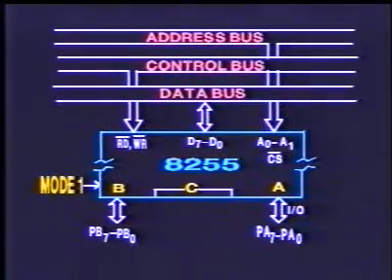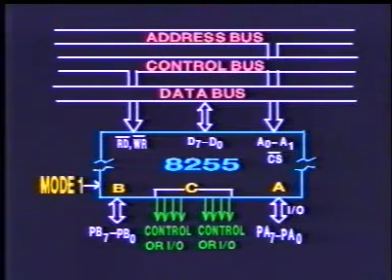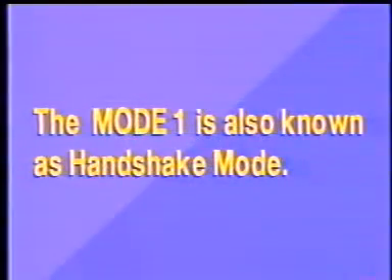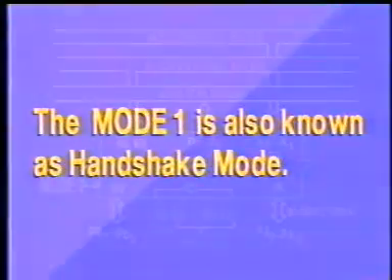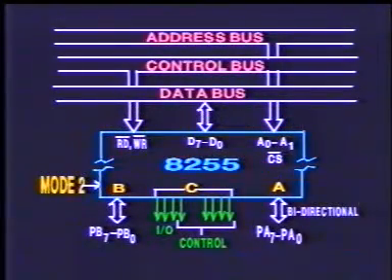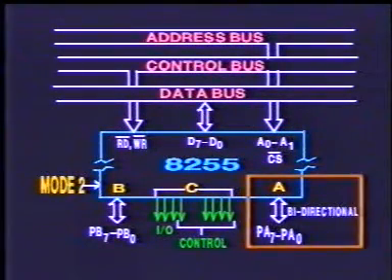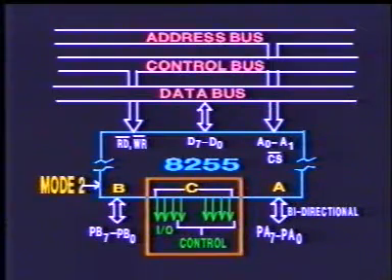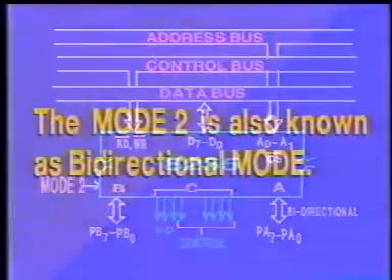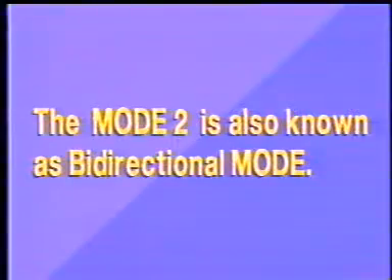Under mode 1, the port A or B can be set for input or output operation. The bits from port C are used as control signals. These control signals are used for handshaking. The mode 1 is also known as handshake mode. In mode 2, the port A is used as a bidirectional port with port C for handshake. The mode 2 is also known as bidirectional mode.